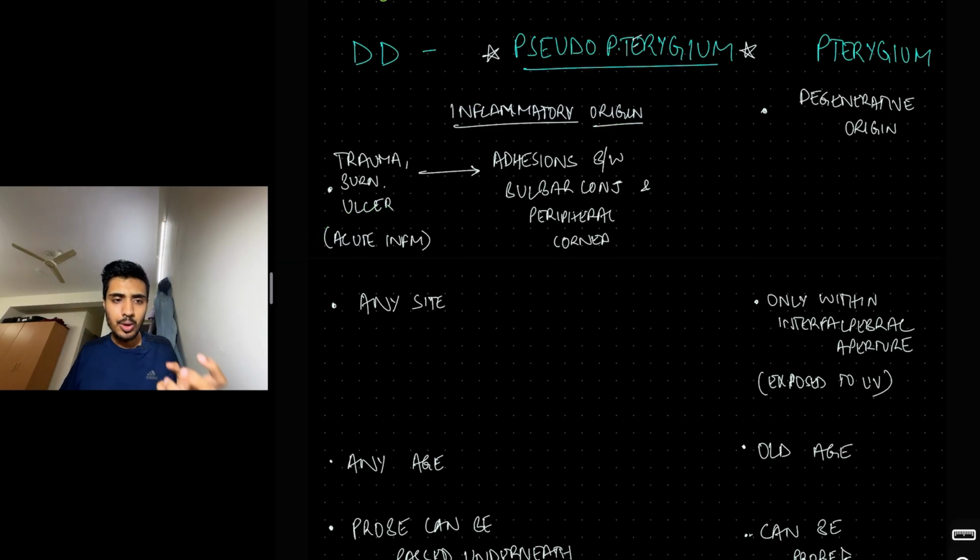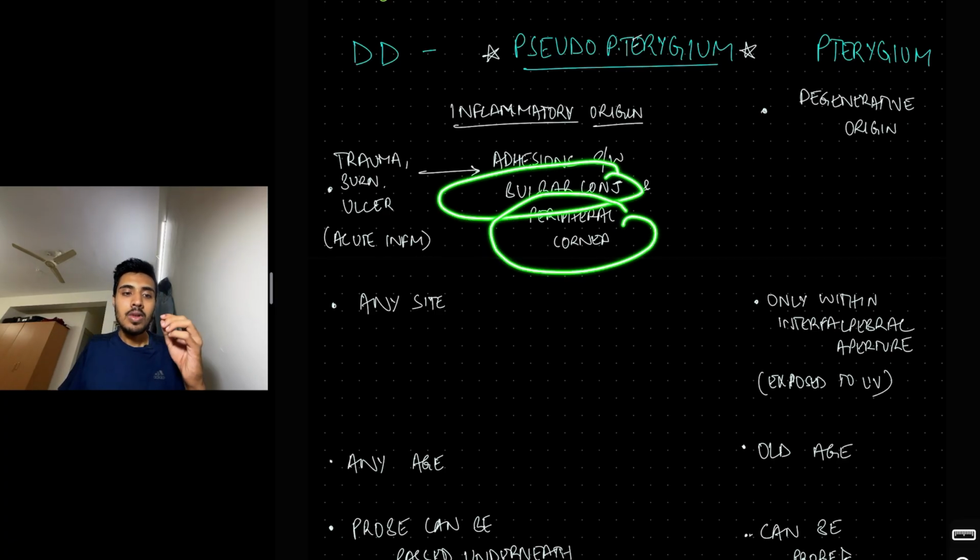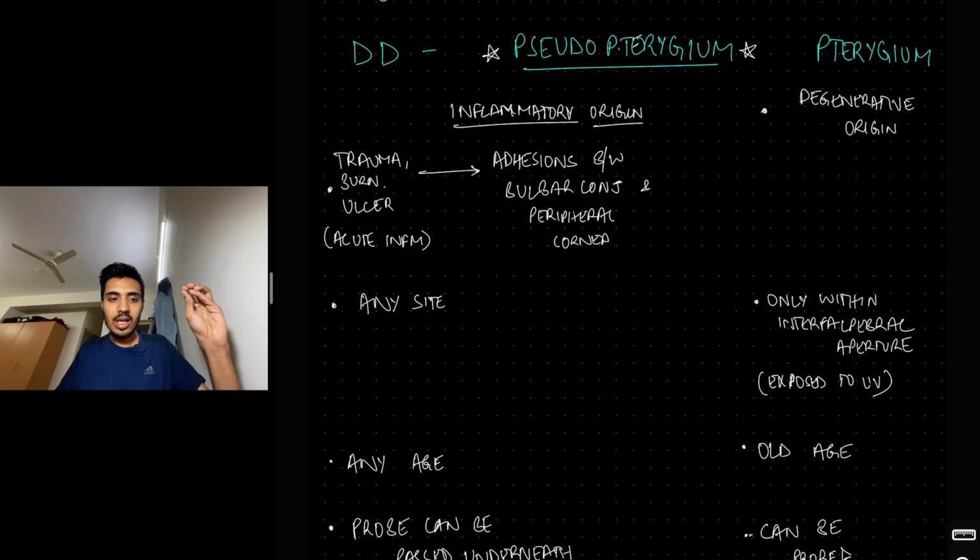Let's say there is some trauma to the eye, or any burn or any ulcer. What happens? While healing, there is fibrosis, right? That fibrosis can cause adhesions between the bulbar conjunctiva and the peripheral cornea. Over the sclera, you have the bulbar conjunctiva, then you have the cornea. So there can be some adhesions between the bulbar conjunctiva and the peripheral cornea. Those fibrous adhesions appear like pterygium, but they are not pterygium. So it is inflammatory in origin.